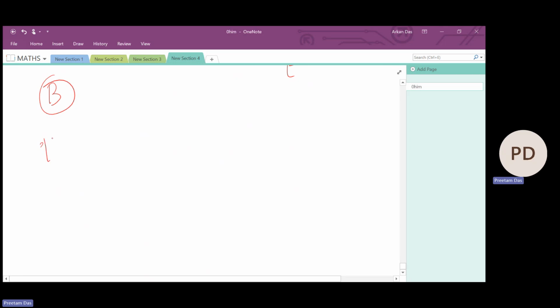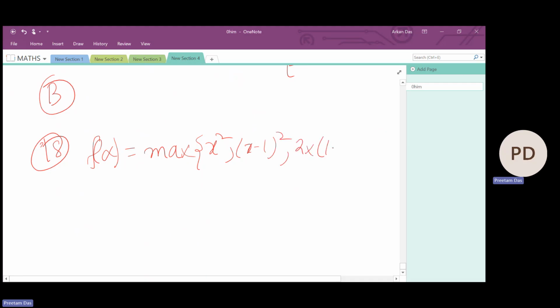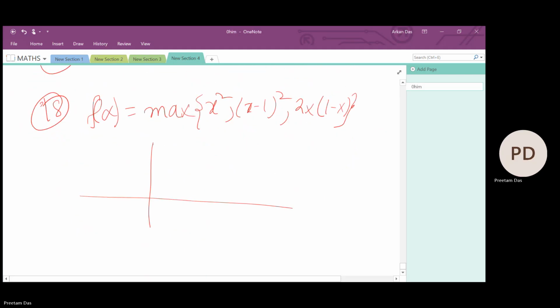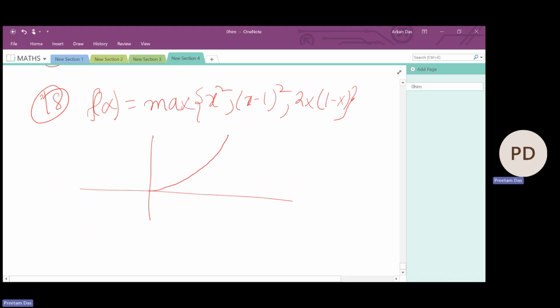Okay. Let us go to the 18th. 18th has a max min part. What is the easiest way to solve these kind of questions that have a max min part? By drawing the graph of the functions. x square, x minus 1 whole square, 2x, 1 minus x. And you have to draw for only 0 to 1. So let us draw. f(x) equal to x square, fine. You have to draw only between 0 to 1, so I'm not drawing it entirely. Only between 0 to 1. x minus 1 whole square. How do you draw the graph of this kind of function? x minus 1 whole square.